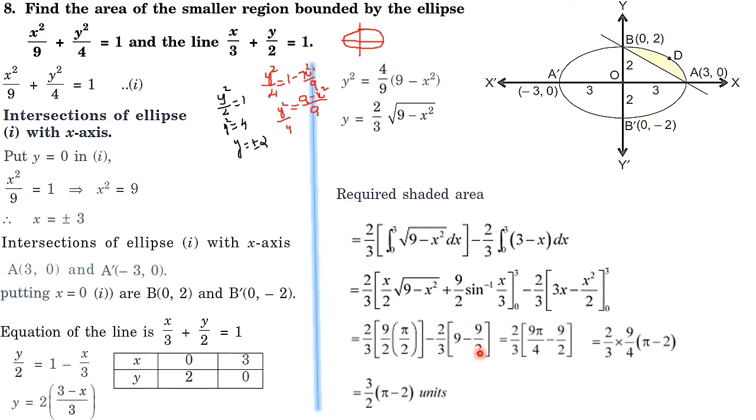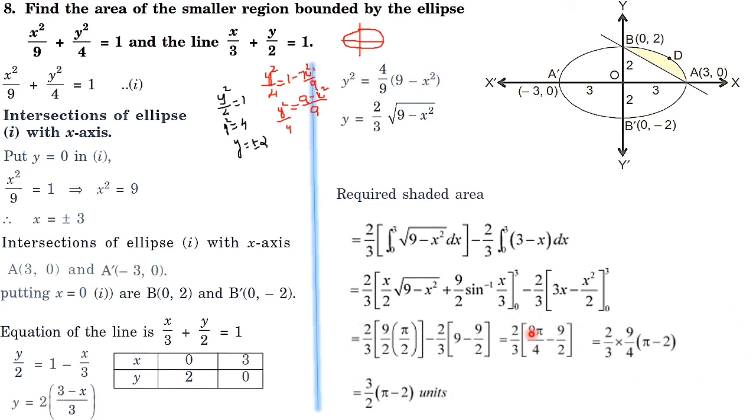9 by 2 we can just take, and 2 by 3 we can keep outside. Here 2 by 3, here 2 by 3 is there, we can take it common outside. And here 9 into 2, 18. 18 minus 9 is 9. 9 by 2 is there. When we take the LCM again inside, 2 by 3 into 9 by 4 into pi minus 2 will be coming. Take 4 as common LCM. That is equal to 2 by 3 into, here 3 and 9 cancel 3 times, 2 and 4 cancel 2 times. So only 3 by 2 will be coming. 3 by 2 into pi minus 2 units.